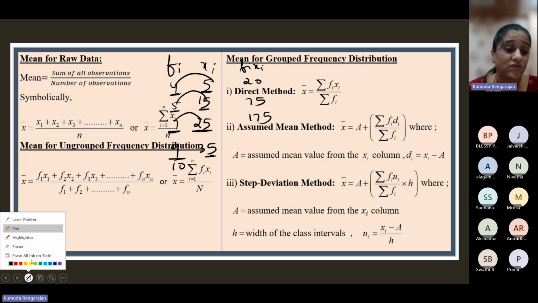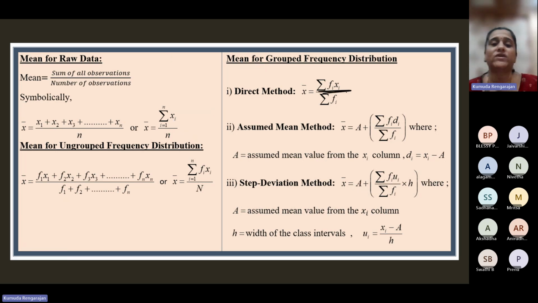The total of that fi xi column is called sigma fi xi. That's the meaning of sigma fi xi. So fi xi is a column, and in that column you will have the products. What product you will have? f1 into x1. That answer will be there. f2 into x2. f3 into x3. All right. So the total of that column is called sigma fi xi. And the total of the fi column is called sigma fi.